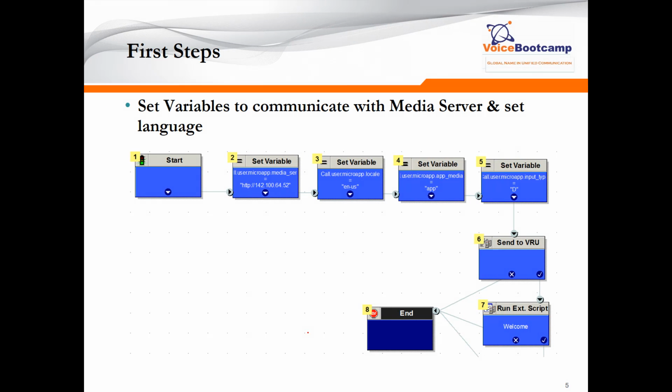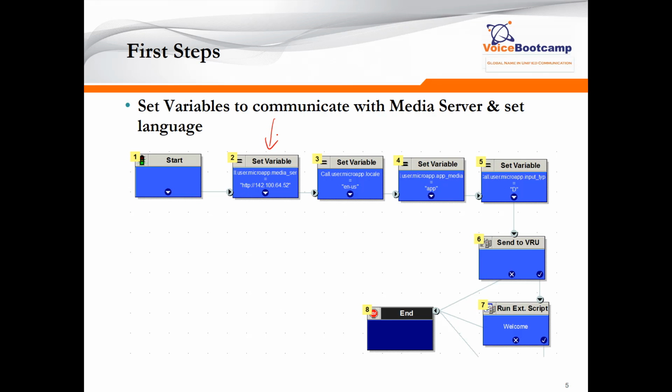To establish this, the first thing we need to do is set up a script that communicates with the CVP server, because we need to collect input from the end user. We need to announce to the user to enter their PIN number and collect some digits from them, and so on. So we will go ahead and do that.